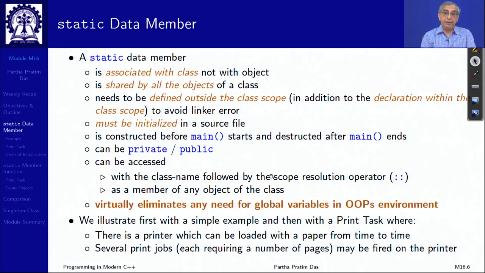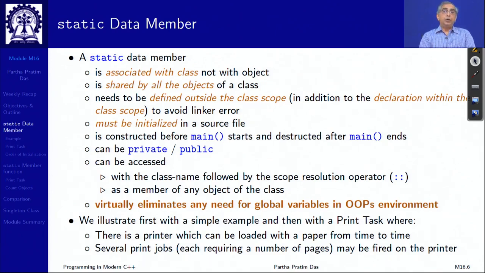A static data member, in contrast to the data members that we have seen, which henceforth we will have to call non-static data members, is associated with a class, not with an object. That is the basic difference. A class that I define can have multiple instances of objects created. All of them will share the same static data member. It is like a global value, but limited to that particular class only.